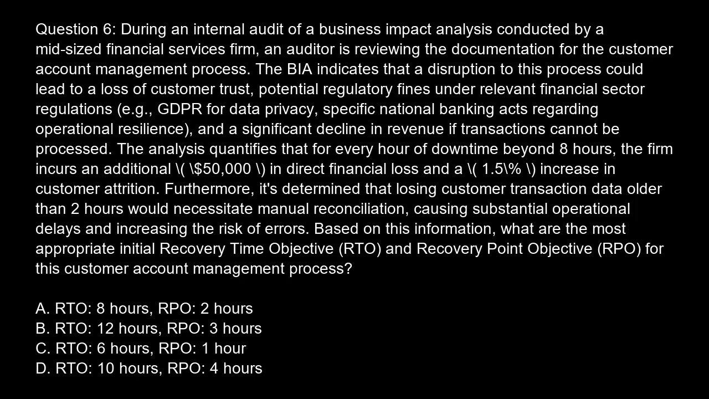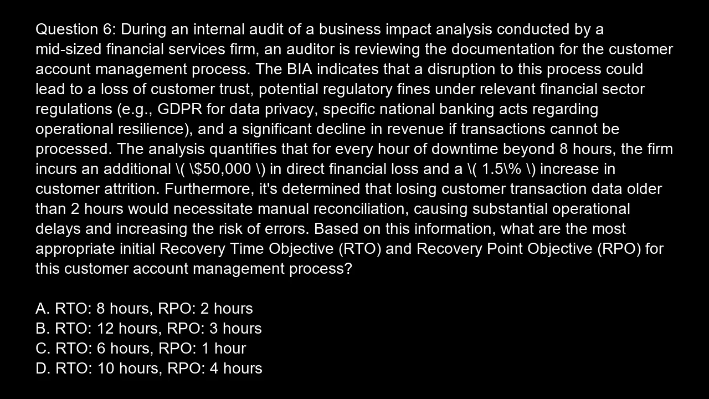Question 6. During an internal audit of a business impact analysis conducted by a mid-sized financial services firm, an auditor is reviewing the documentation for the customer account management process. The BIA indicates that a disruption to this process could lead to a loss of customer trust, potential regulatory fines under relevant financial sector regulations, e.g., GDPR for data privacy, specific national banking acts regarding operational resilience, and a significant decline in revenue if transactions cannot be processed.